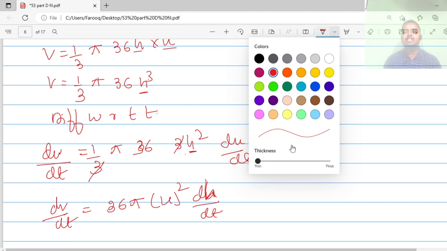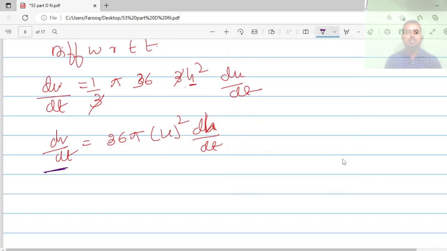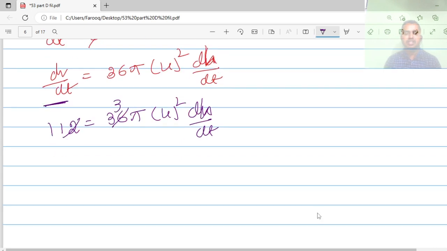Now dV by dt is replaced by 12, which is given. So 12 is equal to 36 pi, and that is 4 square dH by dt as it is. 12 ones are 12, 36. That is dH by dt is equal to 1 divided by 3 pi into 4 square.